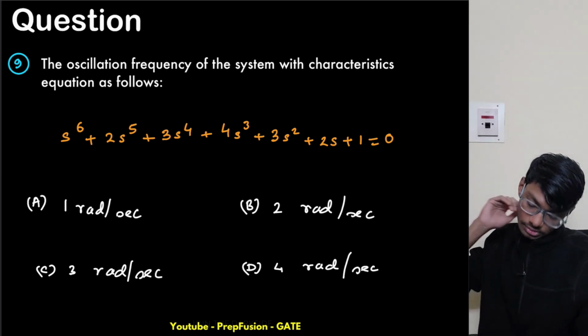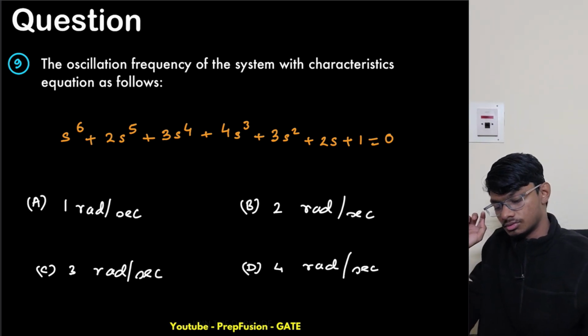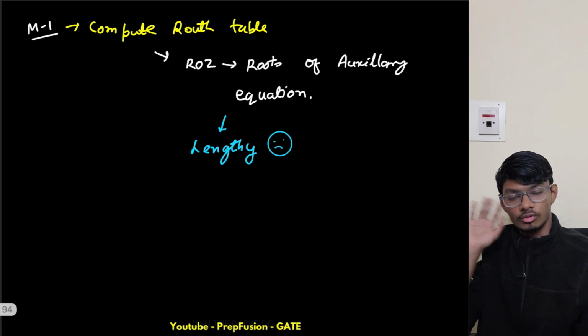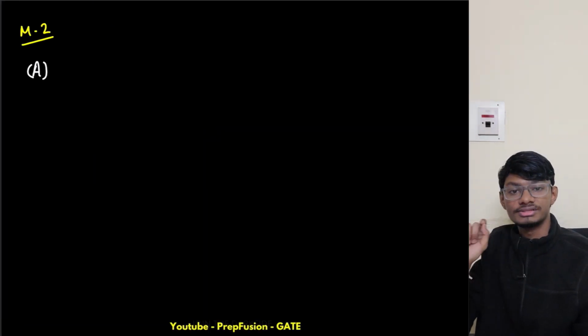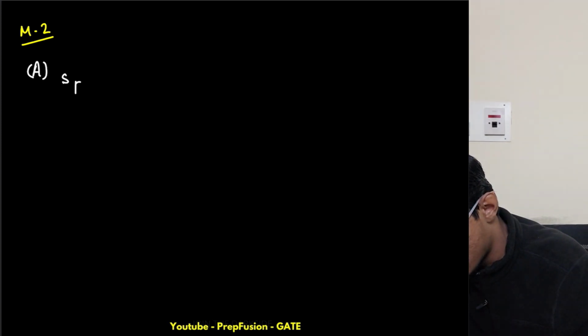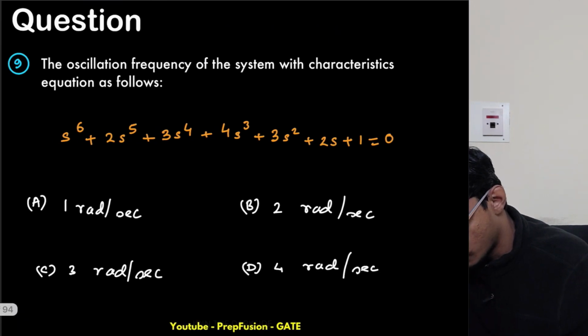Radian per second, right? So this is 1 radian per second, 2 radian per second, 3 radian per second, and 4 radian per second. So if my oscillation frequency is 1 radian per second, then what does that mean? Where are my roots? My roots are at plus minus j, right? So s should be plus minus j. So I'll put this plus minus j in this equation.